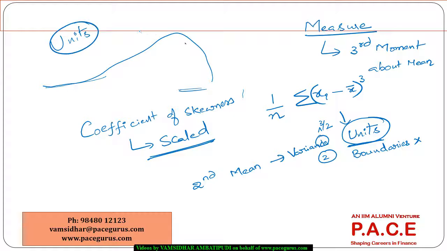We now see the numerator is also a third order one and the denominator is also a third order one. So we generally don't have units, only the sign matters. Negative means I can say that my data is negatively skewed. Positive means my data is positively skewed. Otherwise, I can say that my data is more or less symmetric. So that is the simple way of measuring the skewness, or the shape of the distribution.